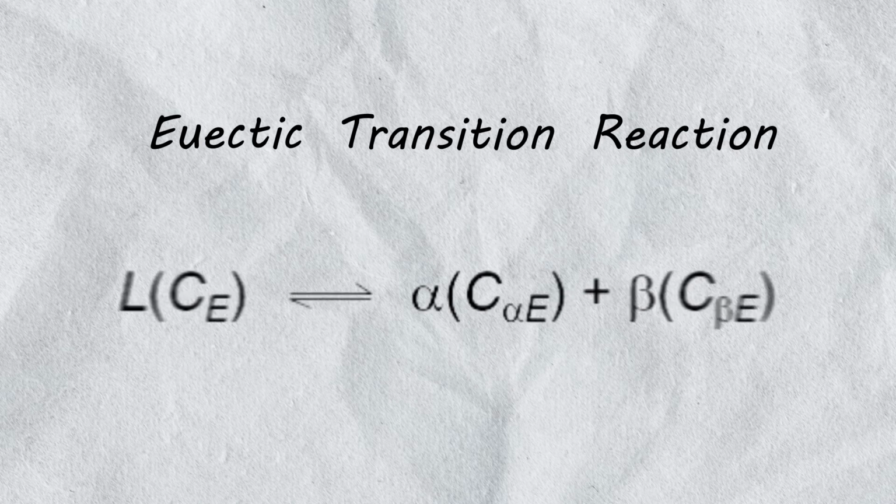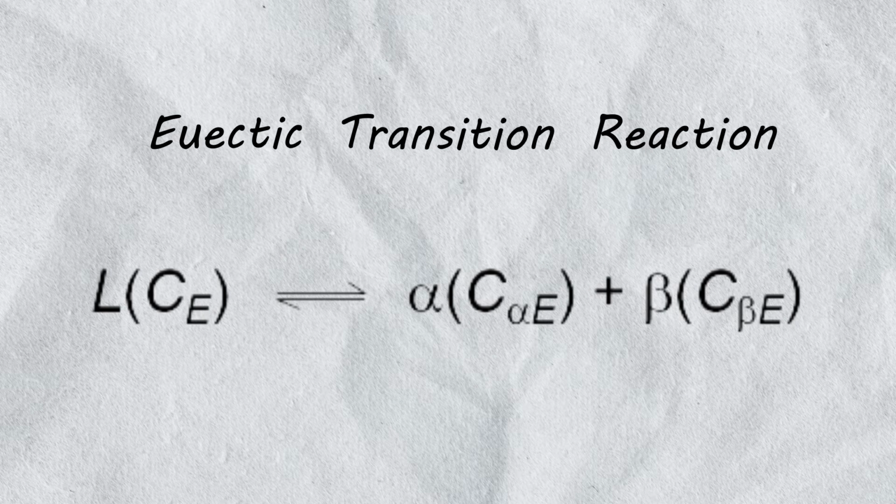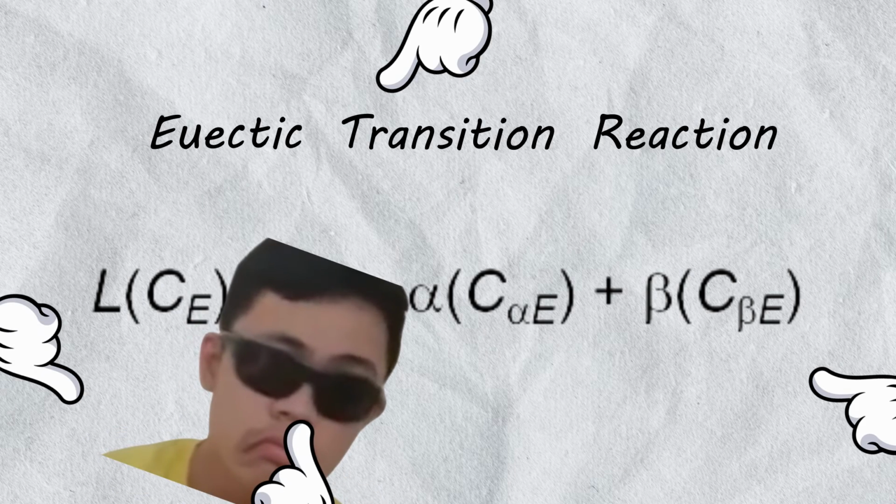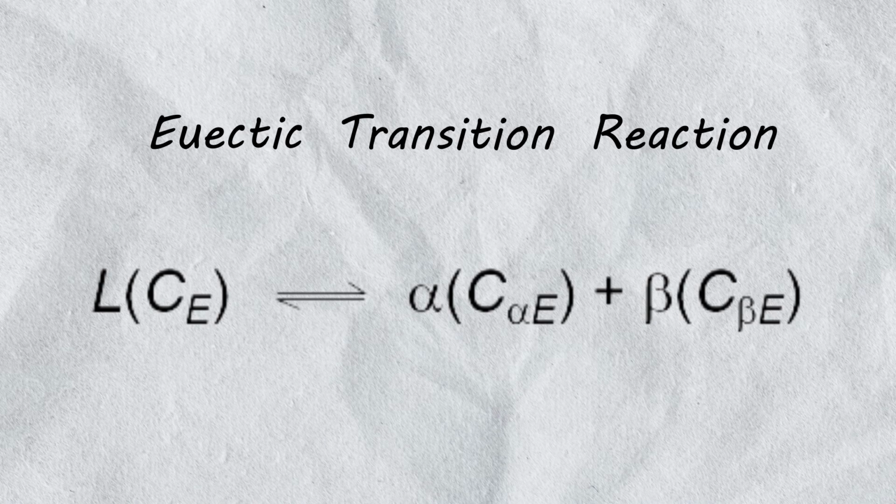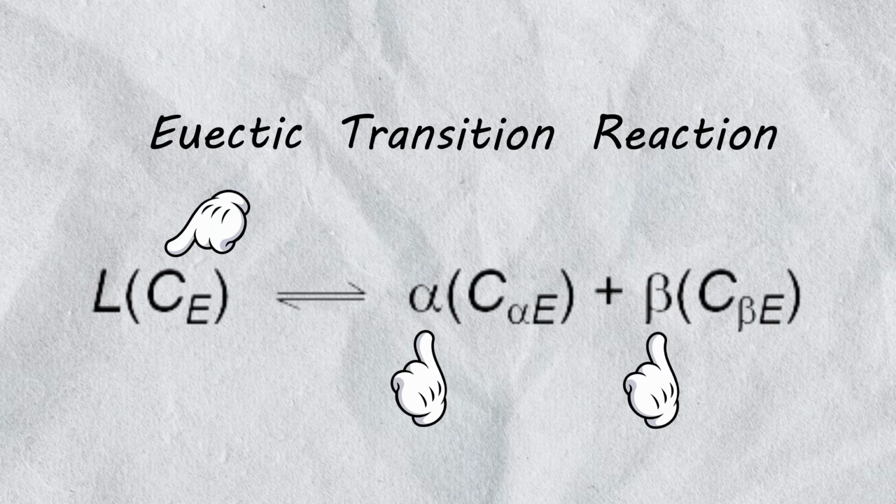Let's break down this equation a little bit to understand what's going on. From the reaction, we see that a liquid at the special eutectic composition is being cooled to form two different solid phases, alpha and beta, with their own unique compositions. So we see from the eutectic reaction that as the liquid cools, it transforms into two solid phases.